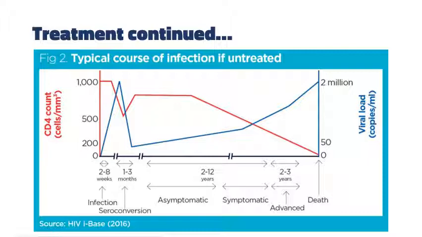And then we see that over time, with no treatment, the viral load begins to grow again and again, really high to 2 million copies. And then that's usually when a person contracts AIDS and can lead to death because the CD4 count drops through the years.